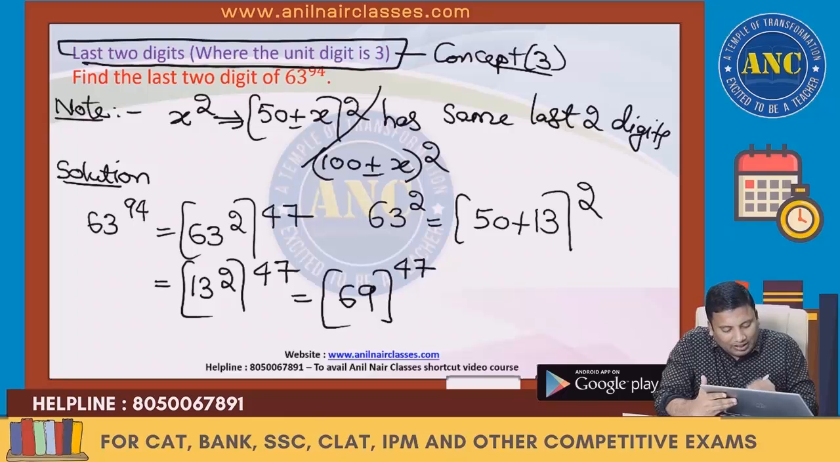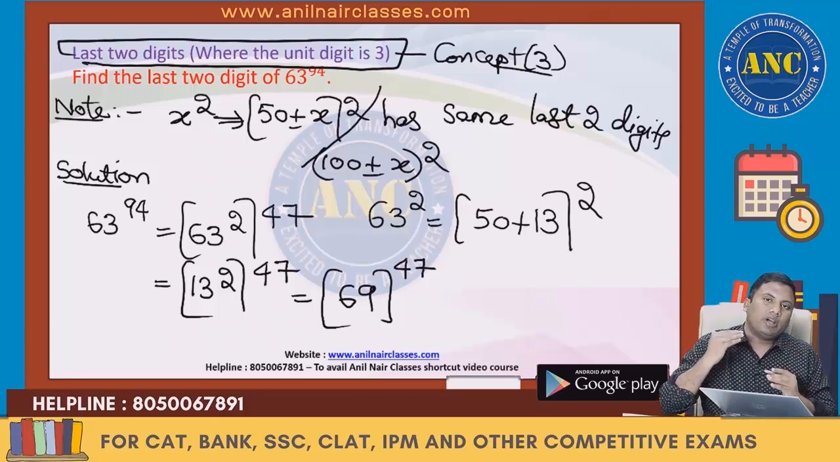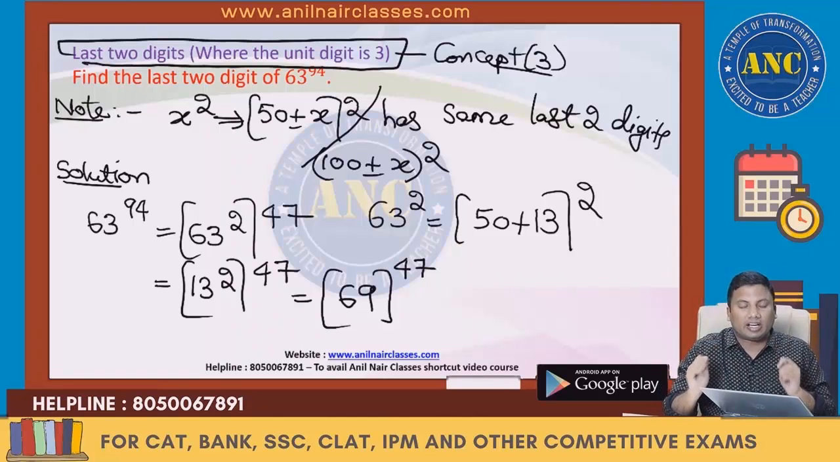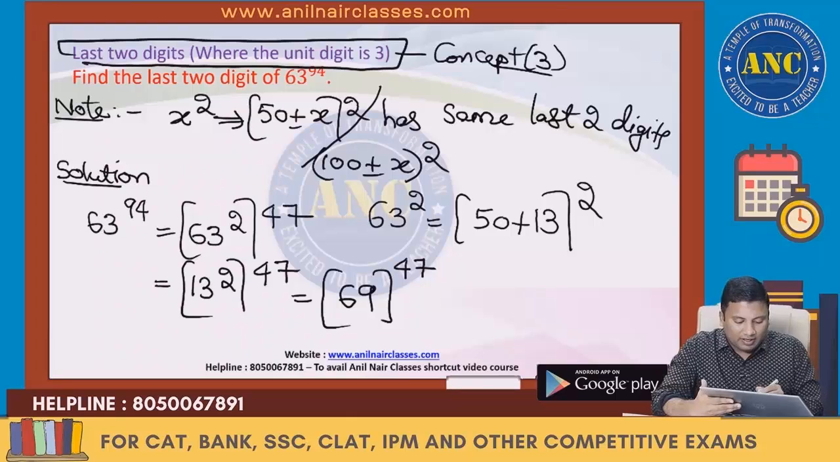69 power 47. I hope it is clear. 63 power 94 is 63 square power 47. 63 square is 50 plus 13 square, or it is 13 greater than 50. 13 square is 169. 69 power 47.